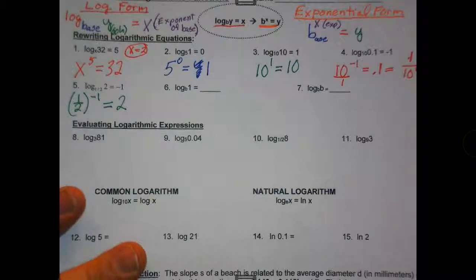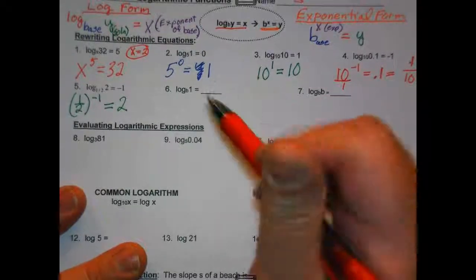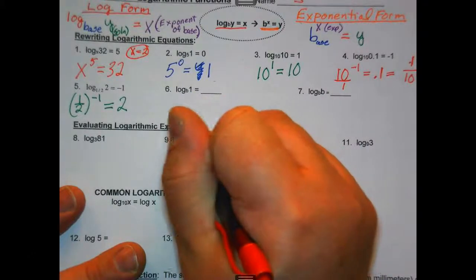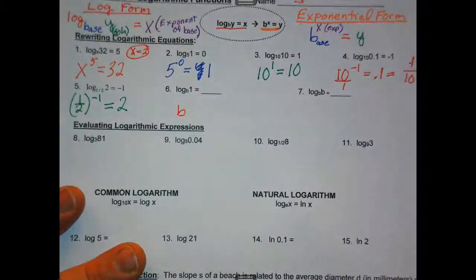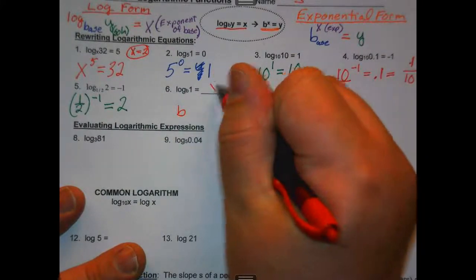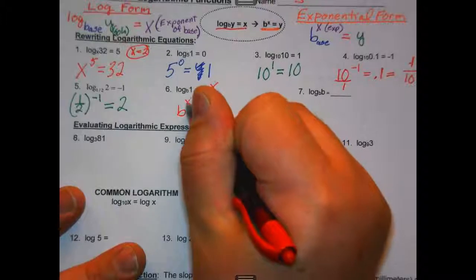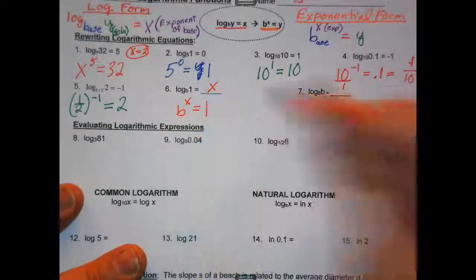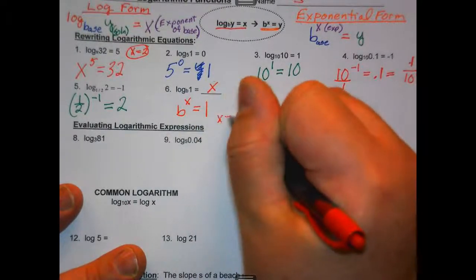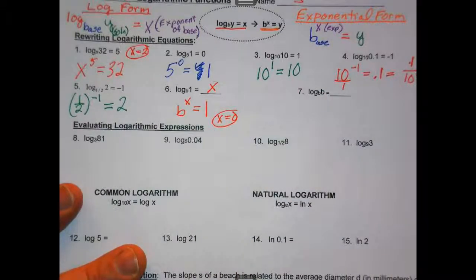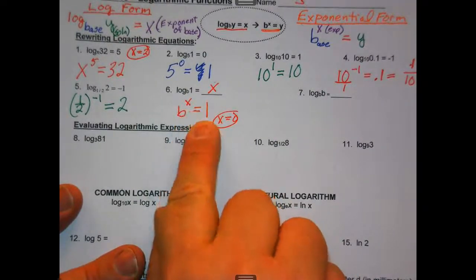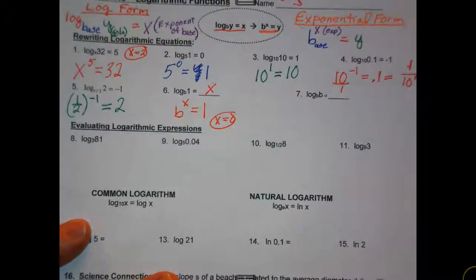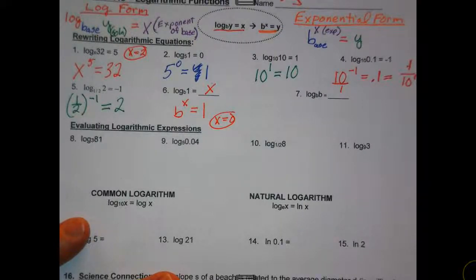Number 6. What's my base? Base is B. What's my exponent? X. We don't know what it is. It's X. And what's my y? 1. So what is X? X is 0. Very good. Anything raised to the 0 power is 1. So X has to be 0.